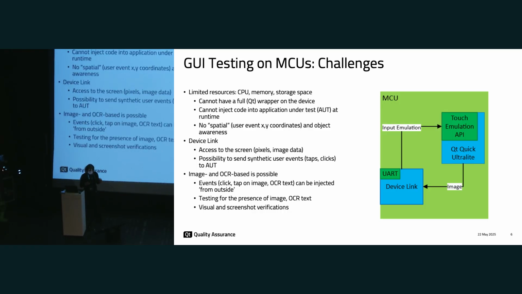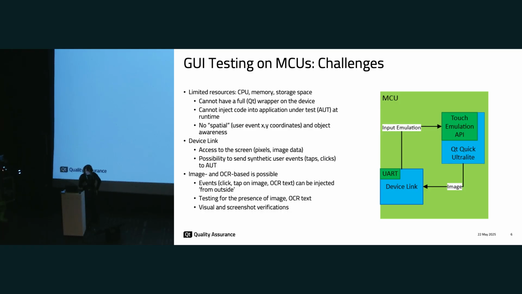So with all of this, what we can do, we can emulate those user events and inject them from the outside to our application. We can test for the presence of a specific image in the application. We can run OCR over the screen and see if the specific text is present. And we can do visual and screenshot verifications. Don't have object awareness yet, but about that we will see later.